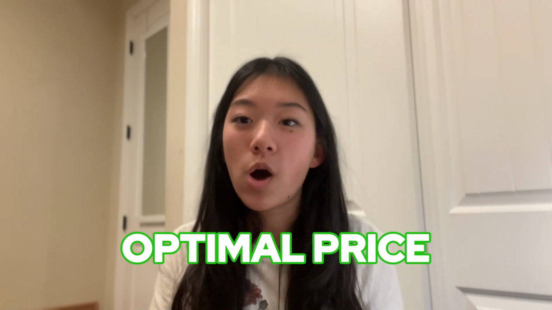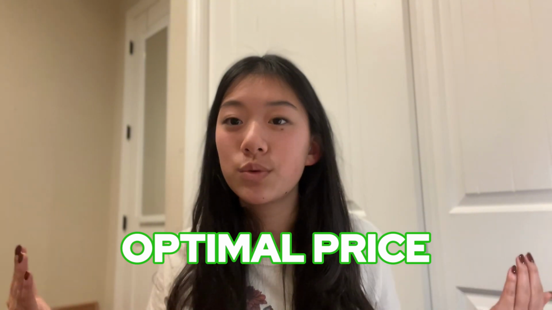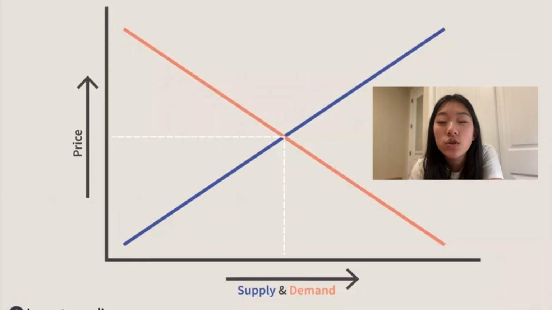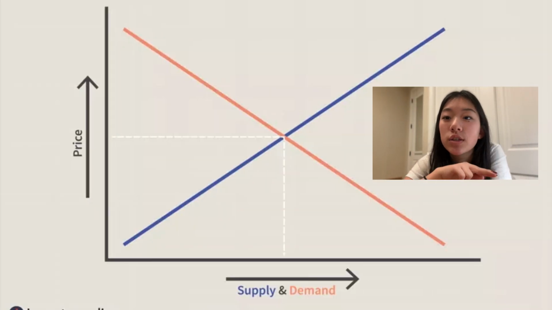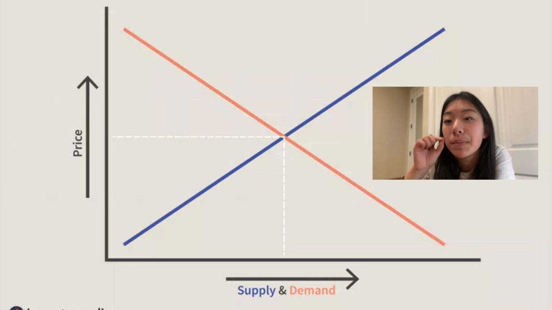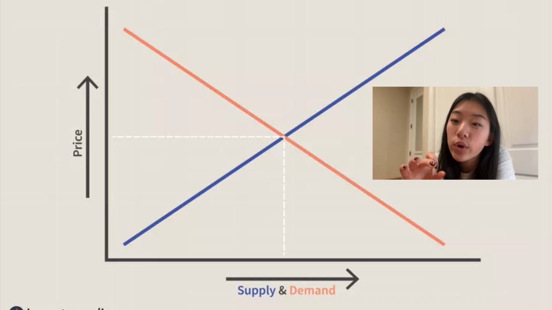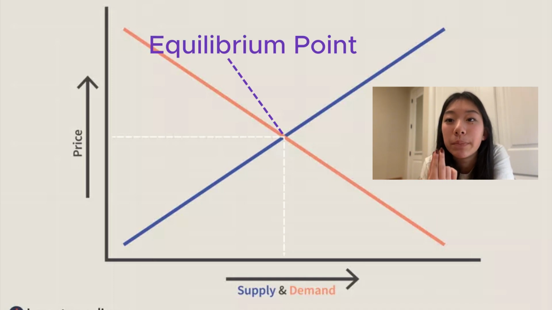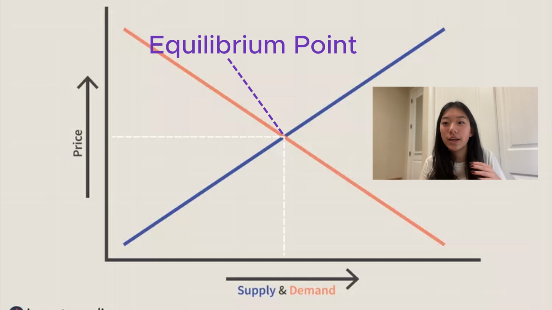So to find the optimal balance between these two, we're going to look at this graph. It's basically where these two lines intersect. It's where the supply and demand curves intersect. And that point is called the equilibrium point. At this point, the market is very balanced and there's no pressure to change the price.